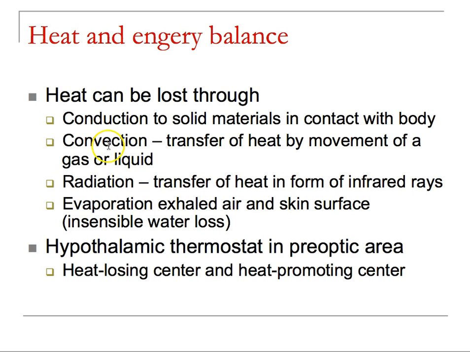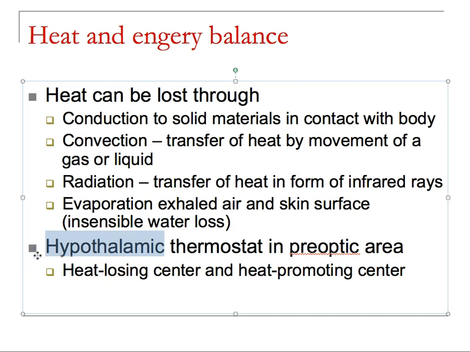Heat can be lost through conduction, convection, and radiation. You know this when you go for a run and it's cold out. You can see the heat literally leaving the surface of your body. And remember, it's your hypothalamus that's keeping track of all of this.